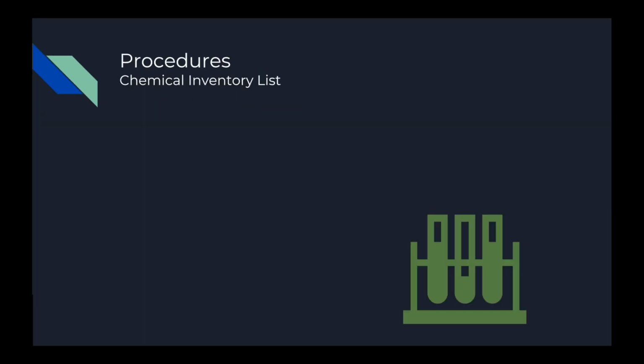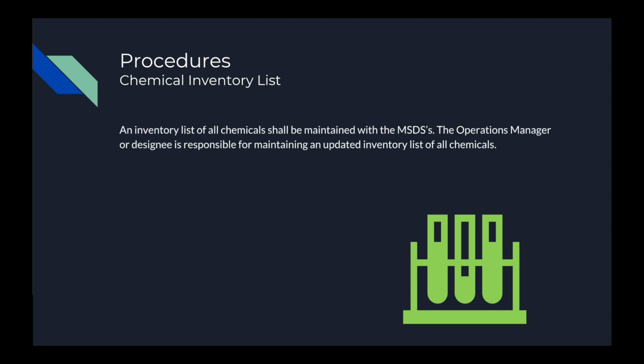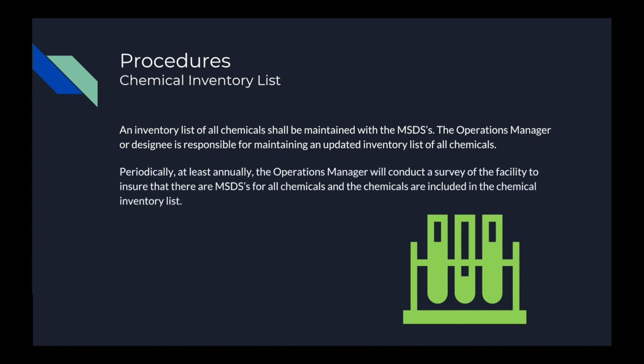Procedures: chemical inventory list. An inventory list of all chemicals shall be maintained with the MSDSs. The operations manager or designee is responsible for maintaining an updated inventory list of all chemicals. Periodically, at least annually, the operations manager will conduct a survey of the facility to ensure that there are MSDSs for all chemicals and the chemicals are included in the chemical inventory list.